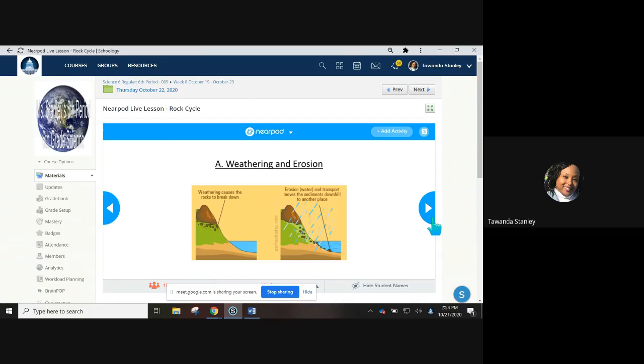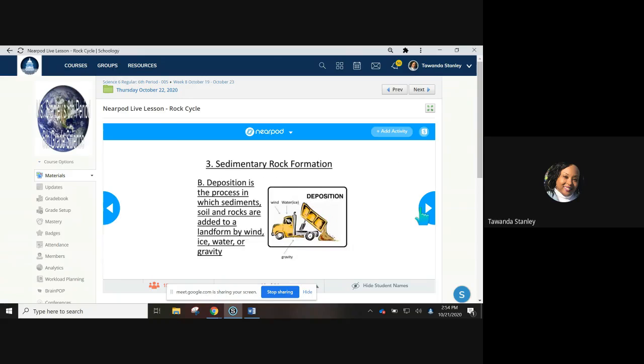This is an image of weathering and erosion. As you can see here, weathering is causing the rocks to break down. So those are the pieces that are breaking down. Okay. And so then you have the erosion. Water is being transported, which means it's moved. Those sediments are moving from that hill and going into the water, possibly. Once that has happened, you have deposition.